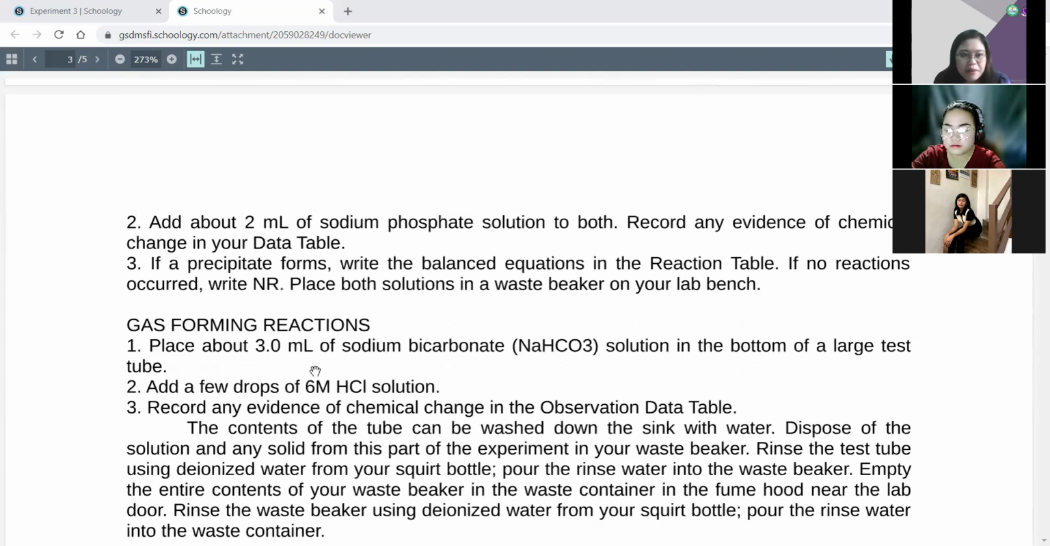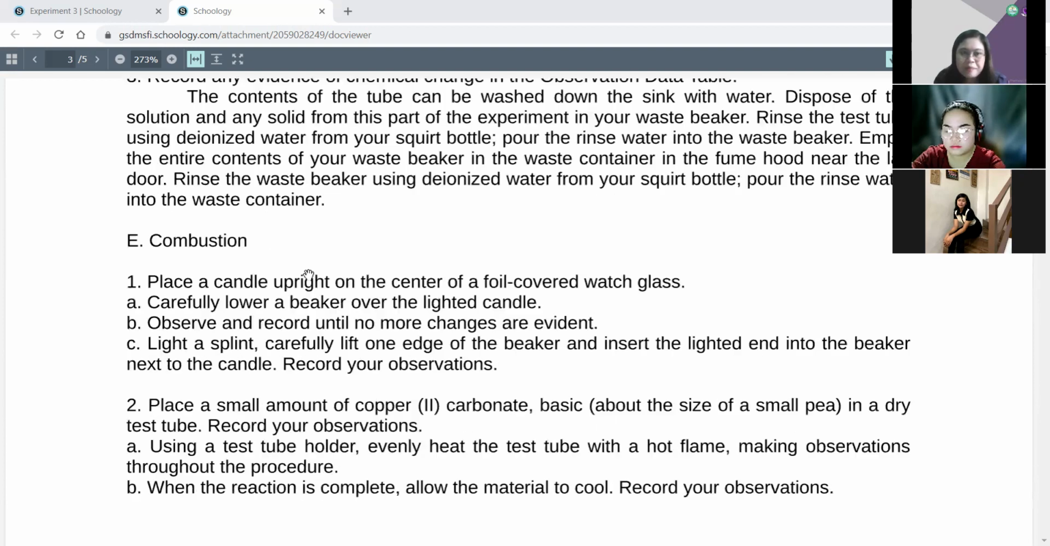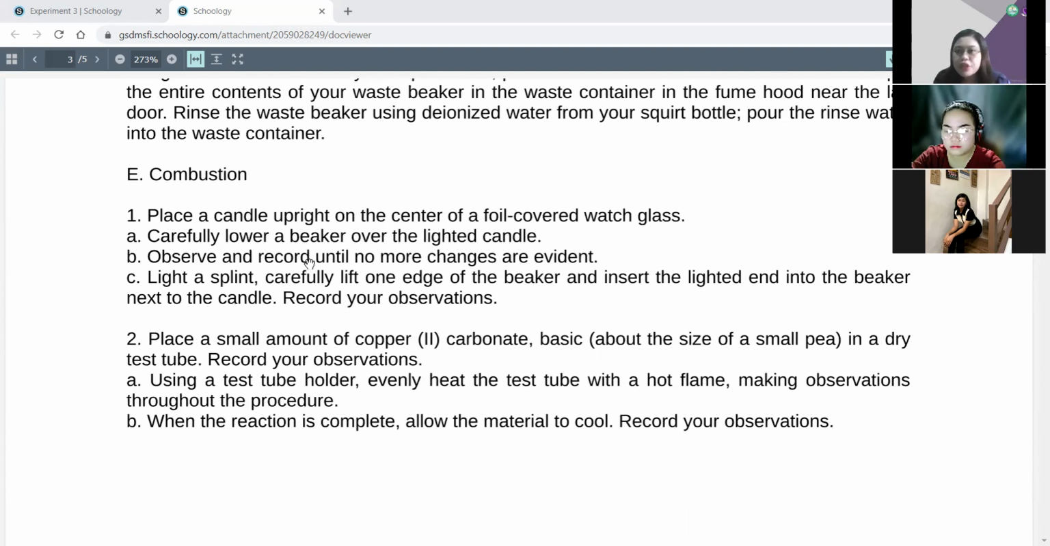So just like the precipitation reaction, they only differ in the evidence of chemical reaction. The other one is the formation of precipitate. This one is the formation of the gas or the bubbles when the substances react. And then we have here combustion reaction.